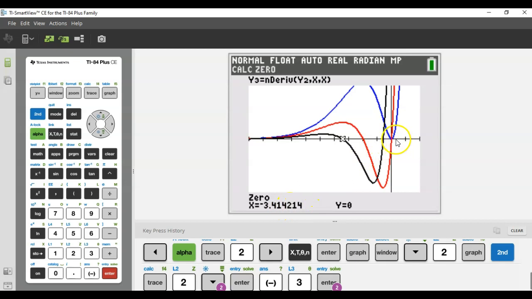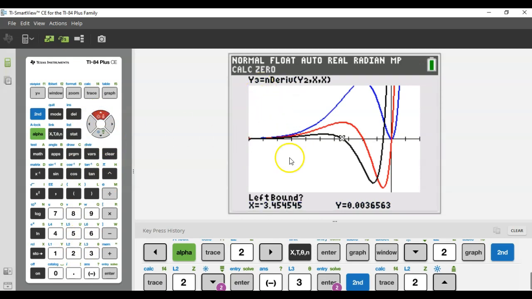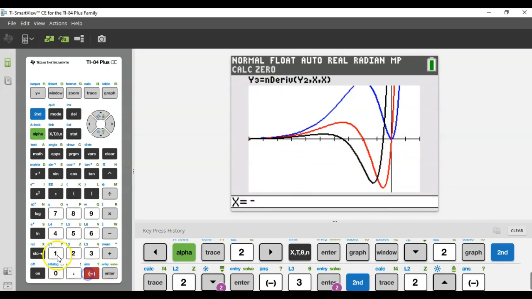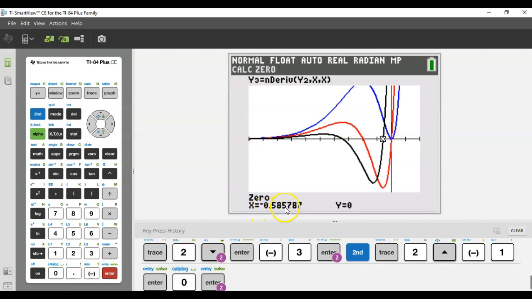Let's find this one over here. So that's going to be between -1 and 0. So we'll do second trace 0. Left up, we need to go back to y3. So we're on the second derivative, and we're going to go from -1 to 0. And -0.585787. So that gives us our x values corresponding to points of inflection.